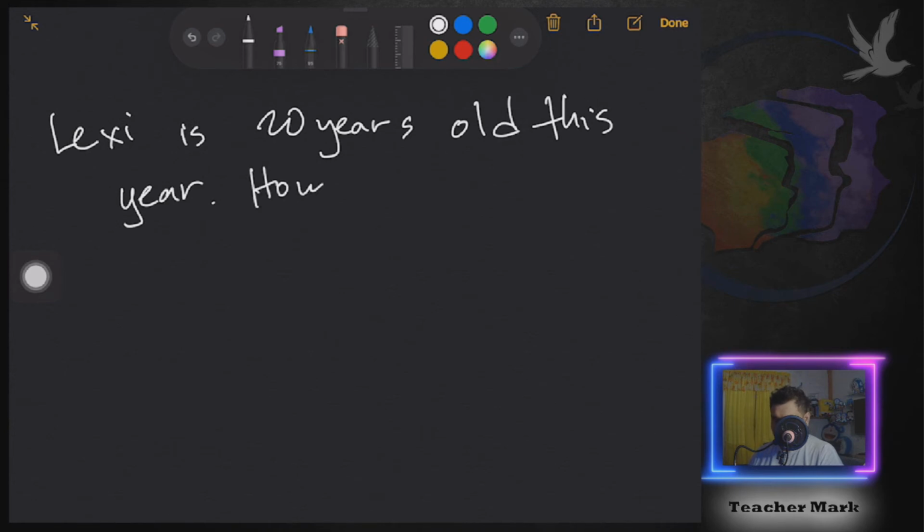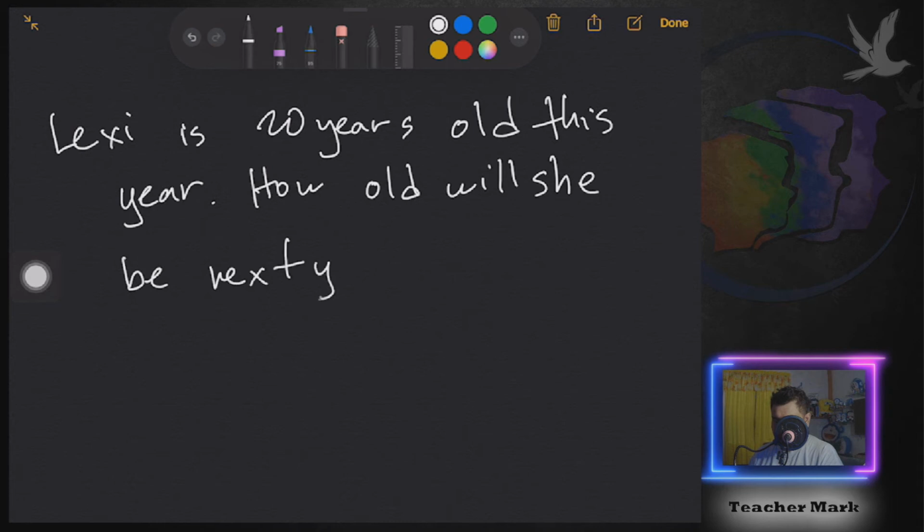How old will she be next year? Okay, so in this case, it's also very easy. It's also technically given. Lexi is 20 years old this year. How old will she be next year? Then that's obviously 21. What is the solution here?